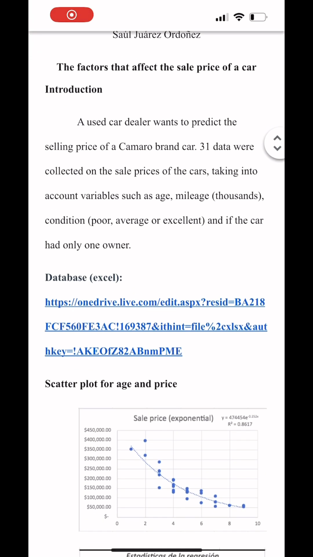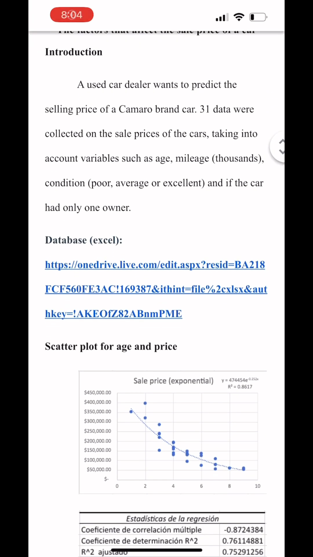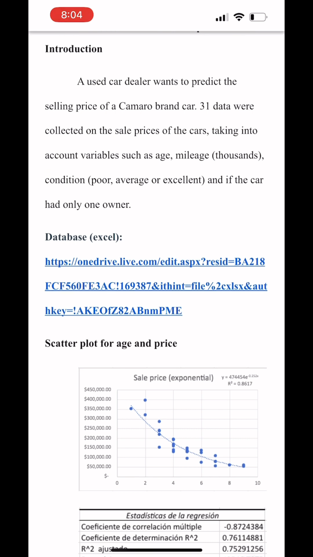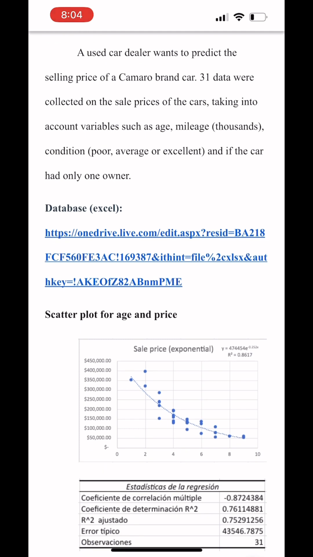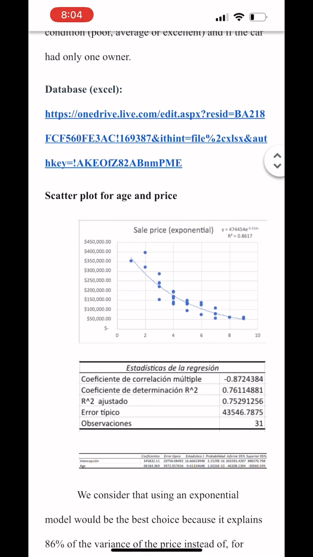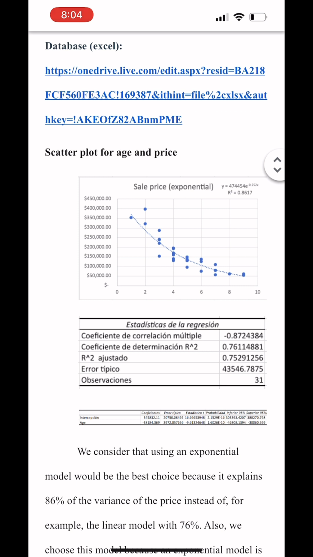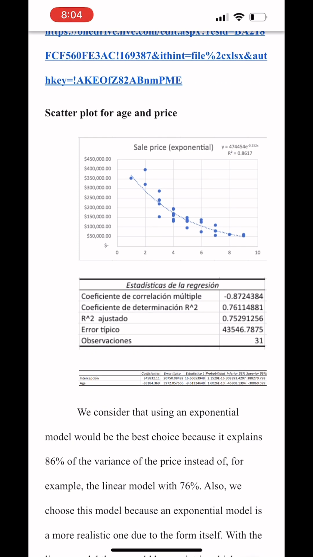So the problem situation was to predict the selling price of a Camaro brand, where data was given, which was the age, the mileage, and the conditions of the car. The conditions were if they were in good state or not, and if they had owners. This data will help us create our regression analysis and graphs.